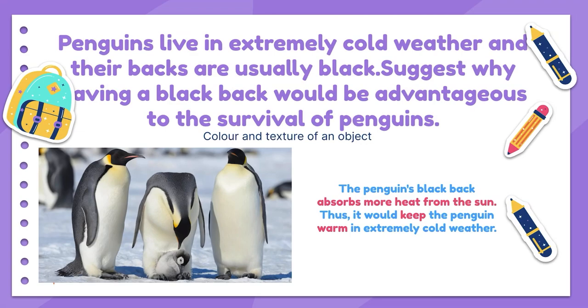In the previous slide about the introduction of color and texture of objects and how it affects heat, we learned that black surfaces absorb more heat. Thus, we are able to understand this question more easily. And it's important to mention the rate of absorption of heat and explain that it keeps the penguin warm, because that's the main answer of this question.